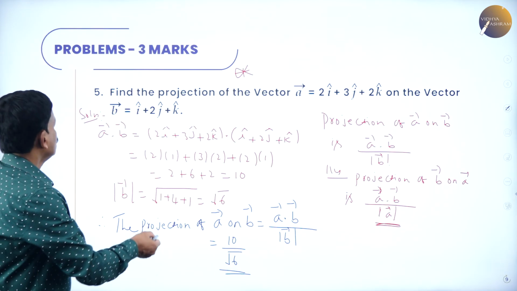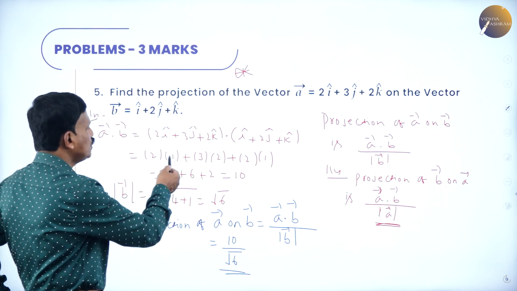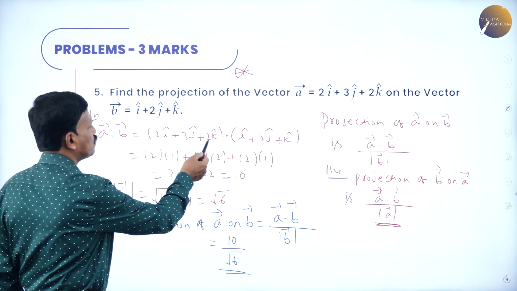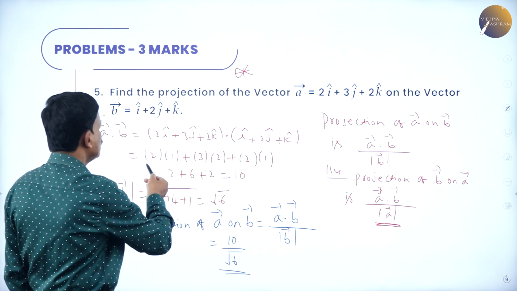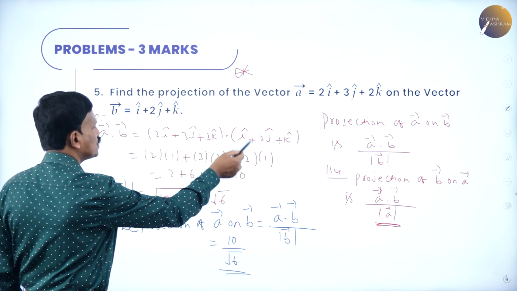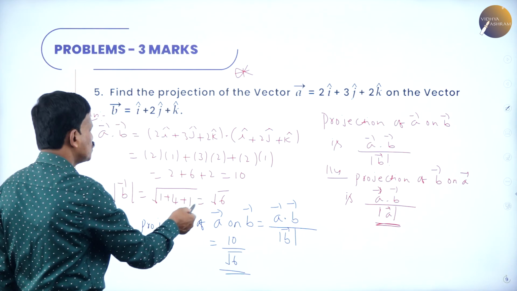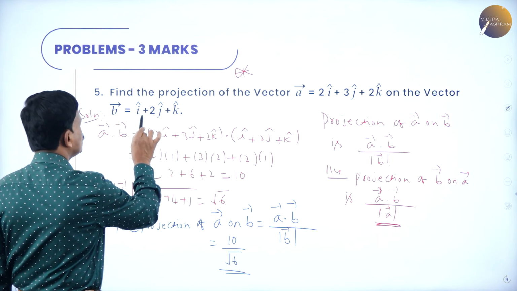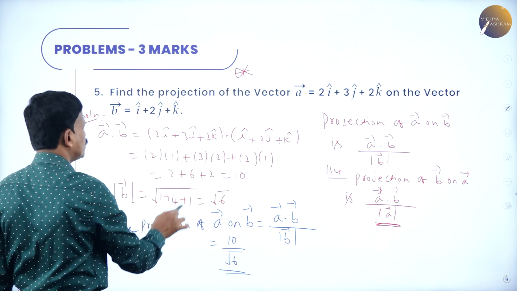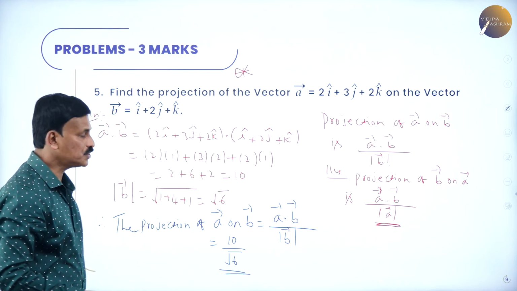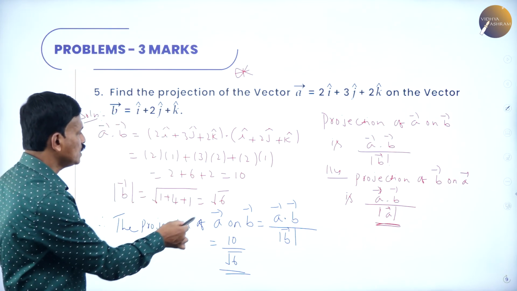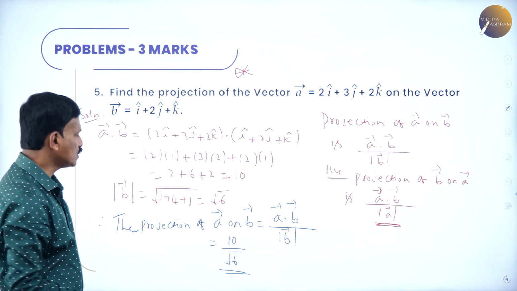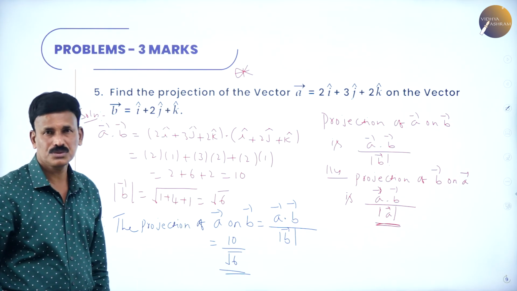So here, first find A dot B. A is 2i + 3j + 2k dot i + 2j + k. So 2 into 1 plus 3 into 2 plus 2 into 1. 2 plus 6 plus 2 is 10. And the length of vector B is the root of 1 square, which is 1, plus 2 square, which is 4, plus 1 square, which is 1, root 6. The projection of A on B is given by A dot B divided by the length of B, that is equal to 10 divided by root 6.